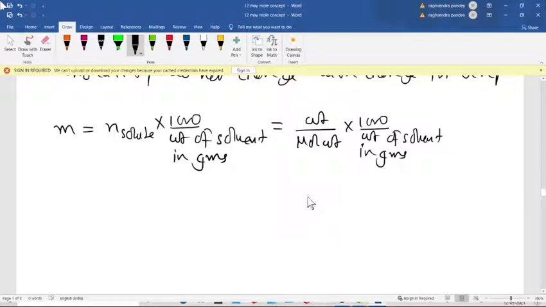Now, there is a relation between... Okay, let's not go for the relation. Just do one or two questions, then we will go with the relation with the density and all that. So let's do some questions for understanding.